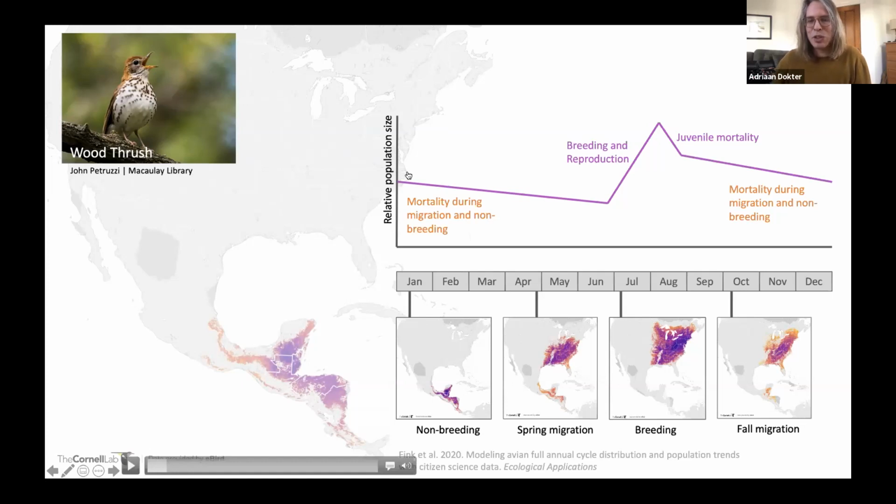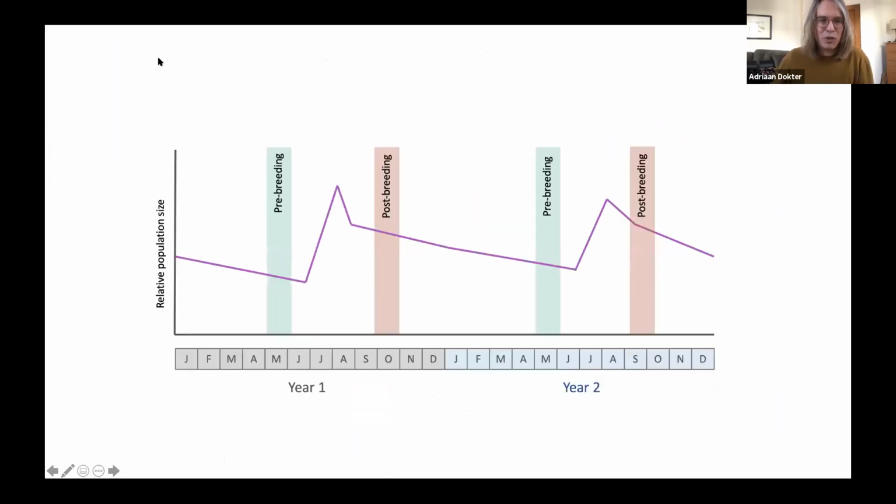And in an ideal world, you see a gradual mortality during the non-breeding season, going up, a peak in reproduction due to breeding, followed by fairly steep mortality of juveniles, and another gradual mortality during migration and non-breeding periods. What we could potentially do is take different snapshots along this curve of population change.